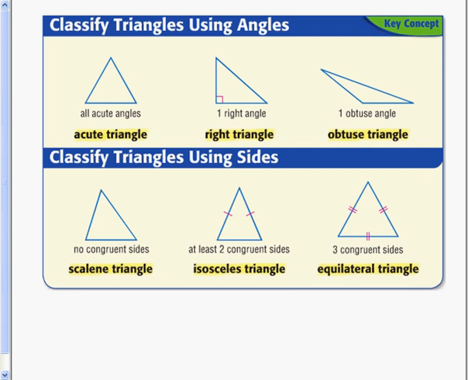To classify triangles using angles, there are three titles we can give it. So there can be an acute triangle, which has three acute angles. Notice all angles are less than 90 degrees. So again, less than 90.